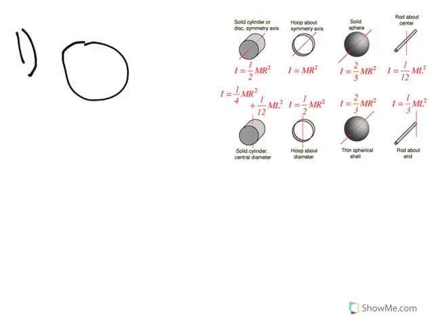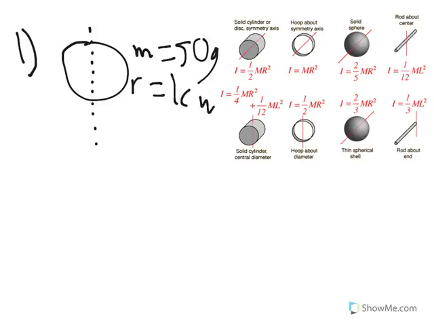So the ring, you can model a ring as just a circle. It's hollow on the inside, all the mass is on the outside. And it's spinning around a vertical axis going through it. We'll say that it has a mass of 50 grams and a radius of 1 centimeter. So see what the moment of inertia is of the spinning ring.